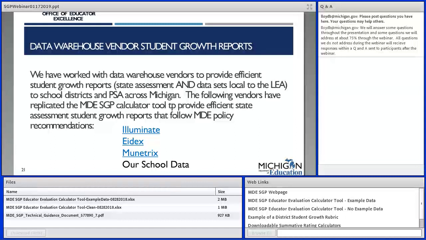So if you already have a relationship with these vendors and have not used or accessed the SGP reports that are available from them, then you may want to contact your vendors to have them help you through how to use their report system to be able to generate these SGP reports that are replications of the MDE SGP report.